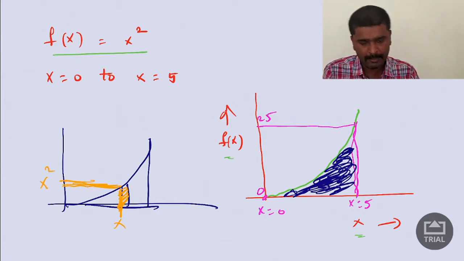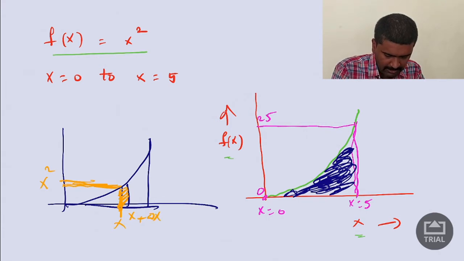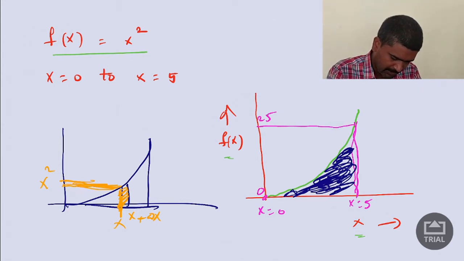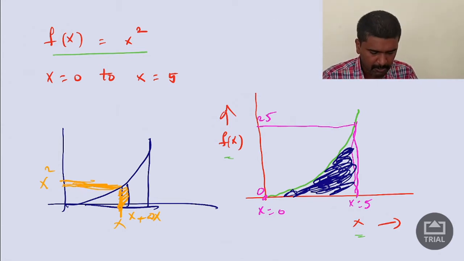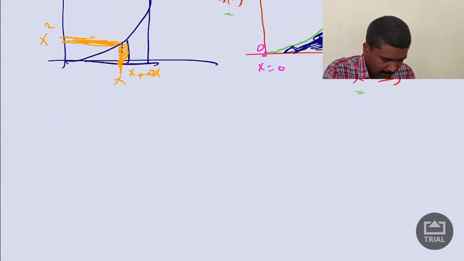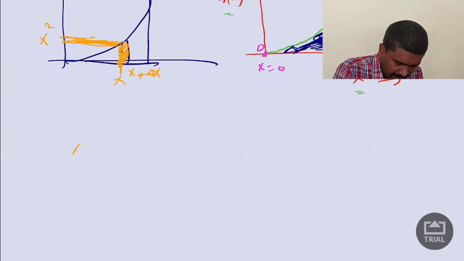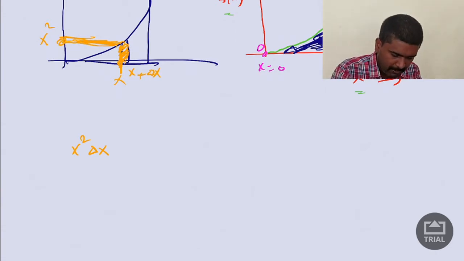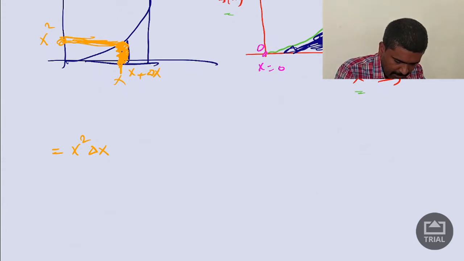Now I am going to take one more point, x plus delta x, that is very near to the x point. As I go from x to x plus delta x, I don't find much change in x square; it will be almost constant. Then the area under this part I can write as x square delta x, because x square is the value of f of x at x, and the grid size is delta x. This will be my area under that small part, let's say dA.